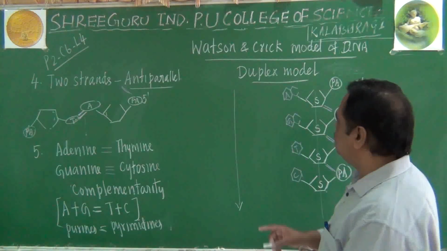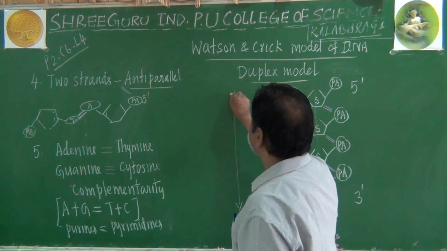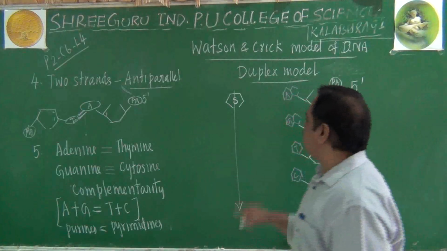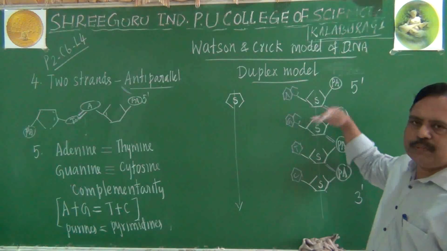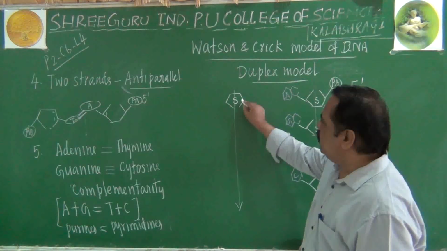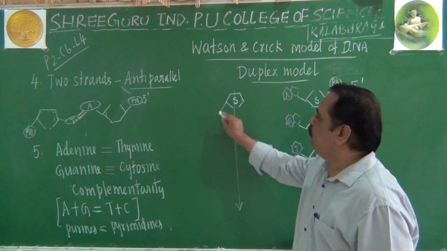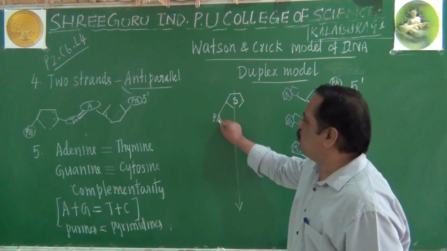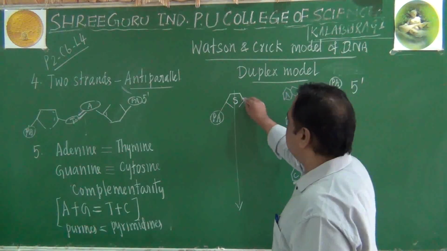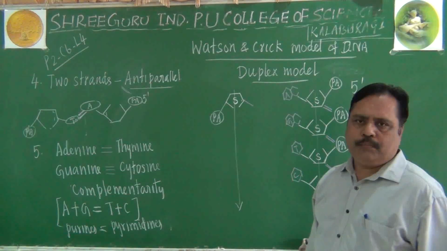When I draw an imaginary axis like this, the sugar molecule will become here. This is the sugar molecule. I hope you got this point. Here the sugar molecule is facing upwardly, here it is facing downwardly. This will become first carbon atom, second, third, fourth, fifth. Fifth carbon atom will have phosphoric acid or phosphate group. First carbon atom will have nitrogen base. Here comes the point now.